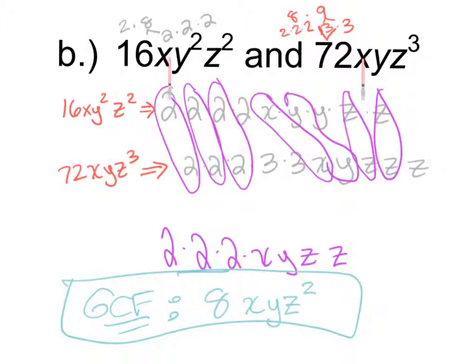Then looking at the variables, we have an x in common, so definitely that's a common factor with x's. This monomial has 2 y's, and this one only has 1, so we have 1 in common. This one has 2 z's, and this one has 3 z's, so we have 2 in common. That's where this comes into play.